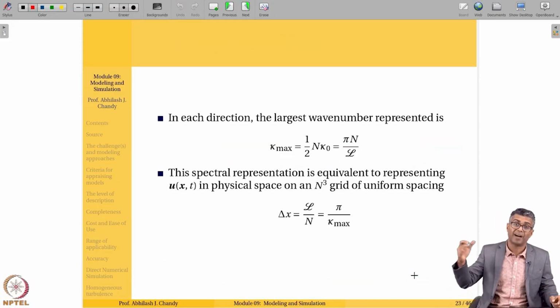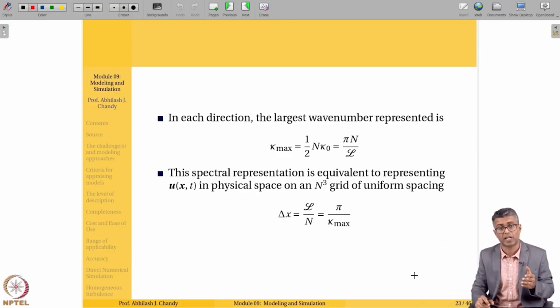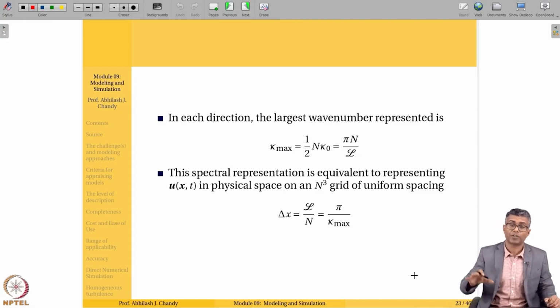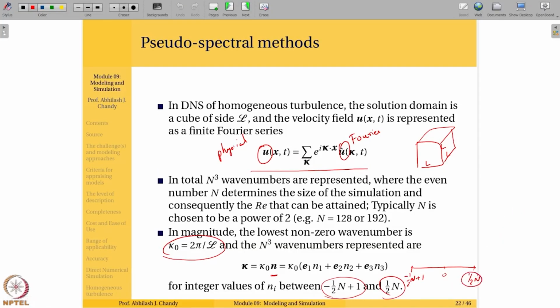In each direction, the largest wave number is determined obviously by the smallest length scale that you want to resolve, and that is going to be your Kolmogorov scale. We'll see that in detail in a bit. But the largest wave number, based on the fact that you have now used N wave numbers, is going to be half N kappa naught. Why? Because half N is your largest integer, right? That multiplied by kappa naught is your kappa max.